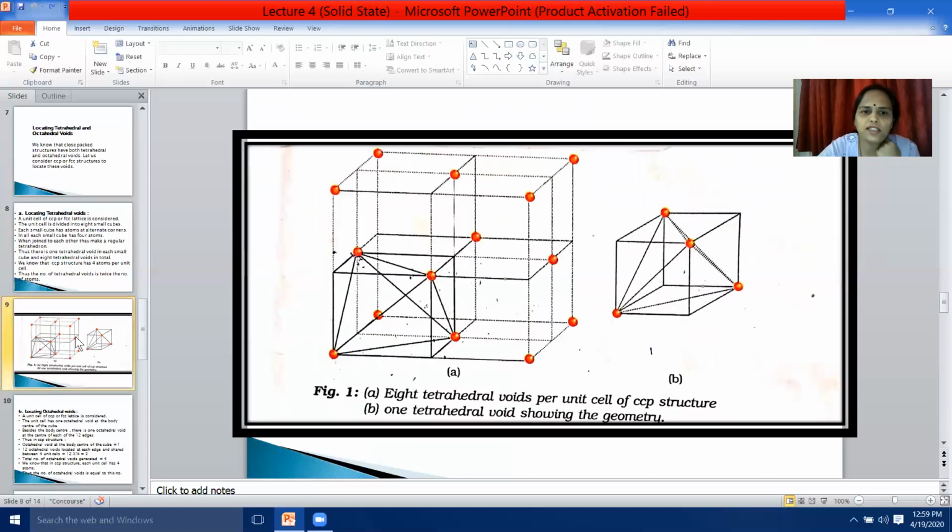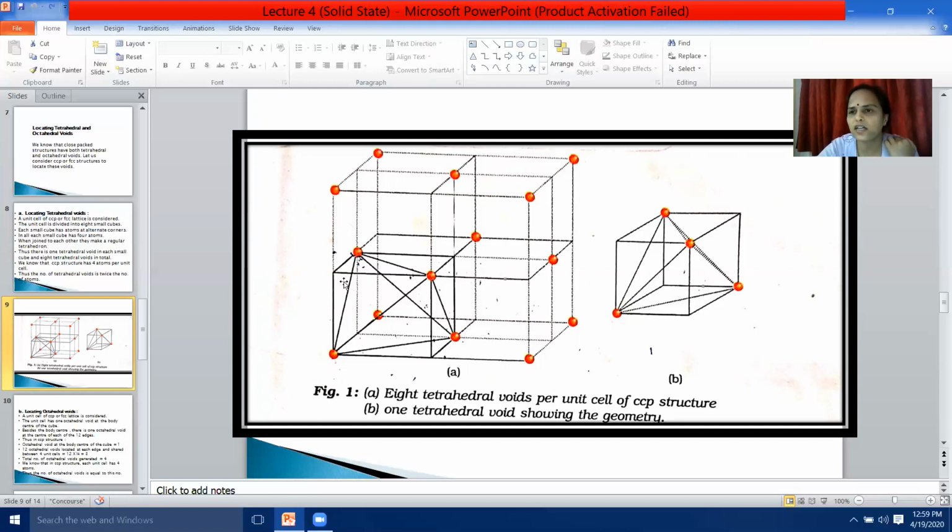We know that in CCP or FCC arrangement, the number of atoms present per unit cell is equal to 4. So the number of tetrahedral voids that will be generated will be double the number of atoms. So here it results in giving you 8 tetrahedral voids.